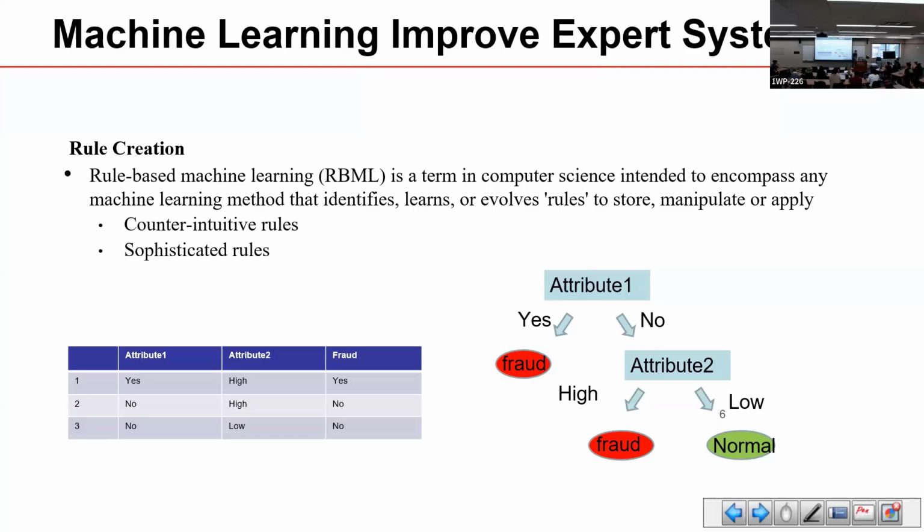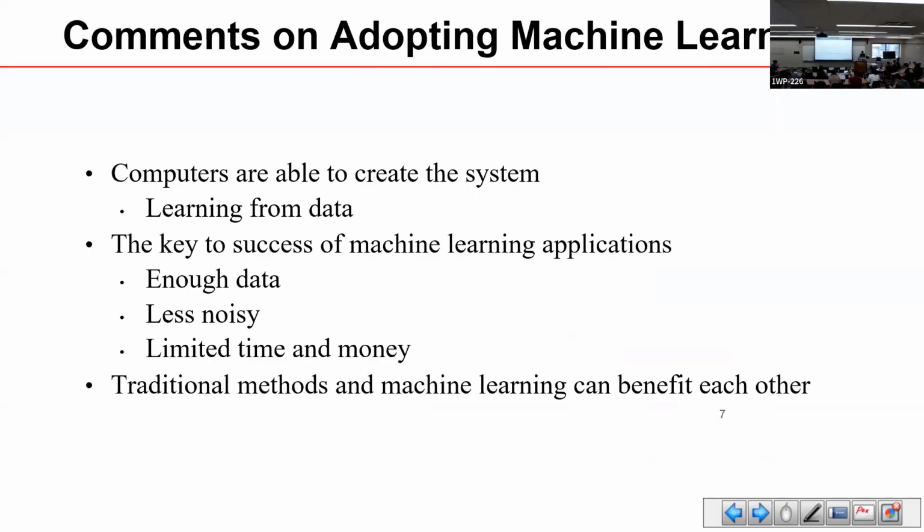For some domains, there exist very clear rules. Sometimes it's so complex that you cannot generate a rule like this. But for some domains, it's possible. Then you can use the rule creation machine learning to create such a decision tree, and then you can help people create a rule-based system to solve future problems like this. So we can say that computers are able to create systems just by learning from data.